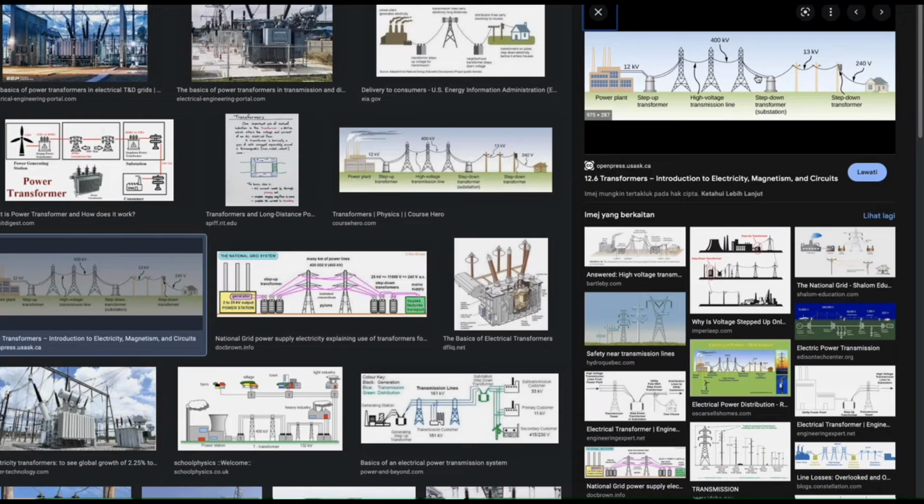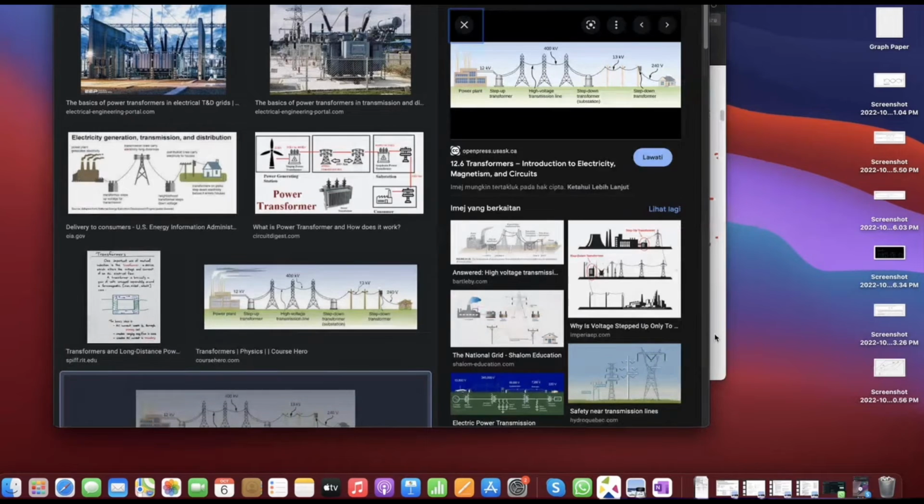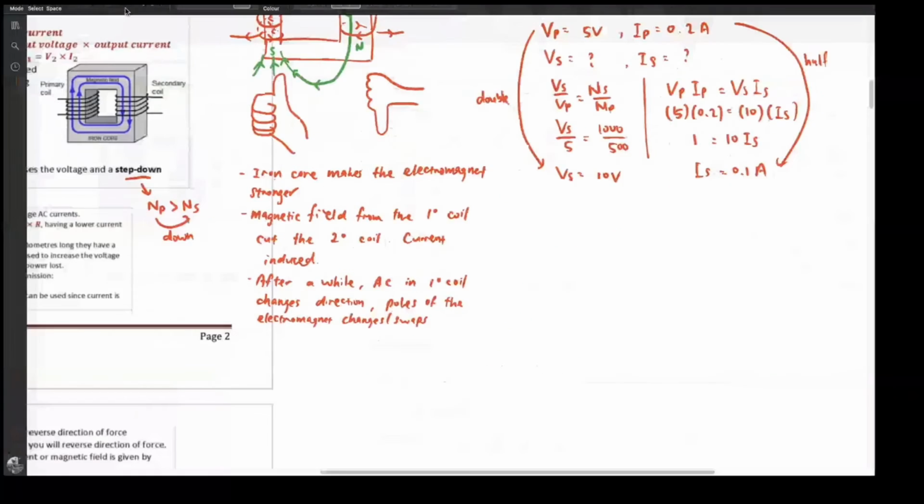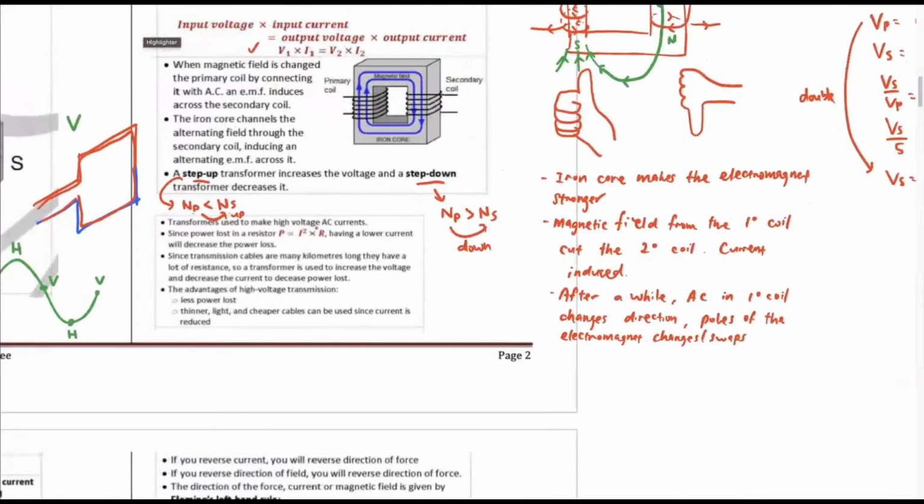When they reach the city area, they cannot use high voltage anymore, it's dangerous, many people are walking around. So they step down to 13,000 volt. Then when they are nearer to the housing area, you need to step down some more, to 240 volt. Your house cannot take high voltage, and it's dangerous also. So that's where you can see the step up and step down. That's why the note said we don't use 5 volt to 10 volt, we use high voltage, like what I mentioned just now.